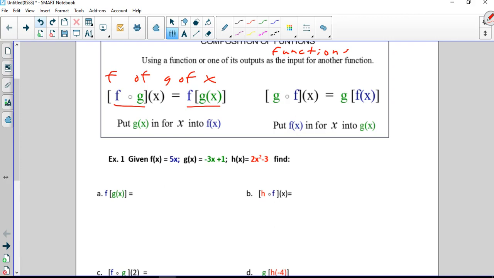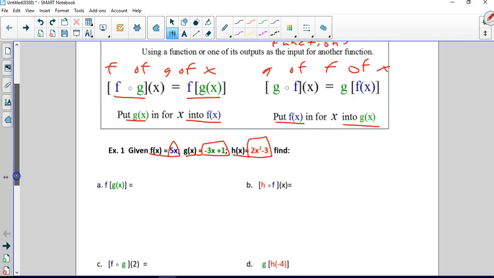The key thing is we're going to put g of x into f of x. So whatever the g of x expression is, we're going to plop that in to f of x. And vice versa. This is g of f of x. So the closest thing is the f, so we're going to put f into g. And that's just the hardest part. You got to get your mind wrapped around. So notice, we have f of x here, we have g of x here, and we have h of x here.